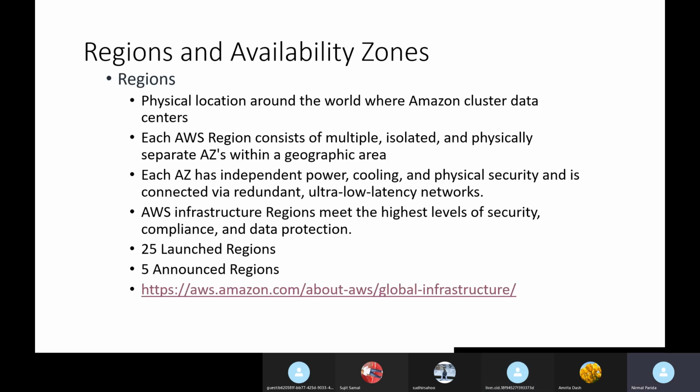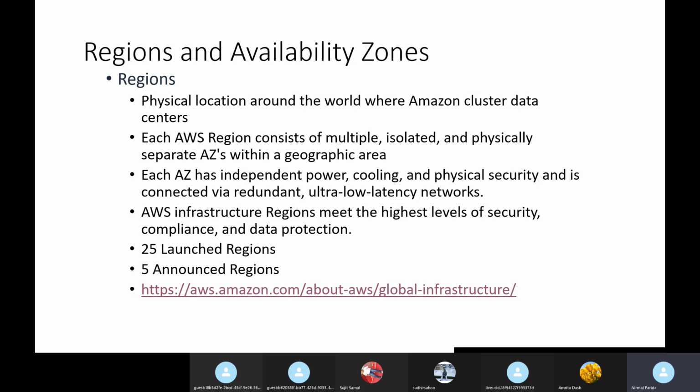Next, we will see the regions and availability zones. What are regions? Regions are where AWS has its data centers, and in which areas. A combination of 2 to 3 data centers, their availability zones, is a region, and those are connected through an ultra low latency network. A region is a physical location around the world where Amazon clusters their data centers.